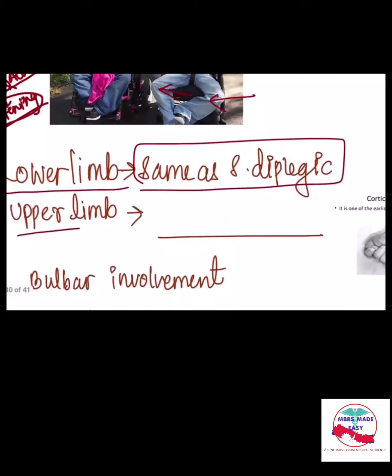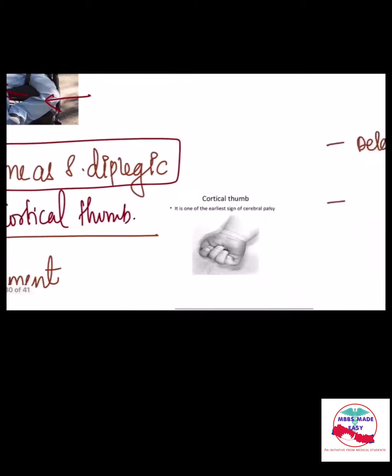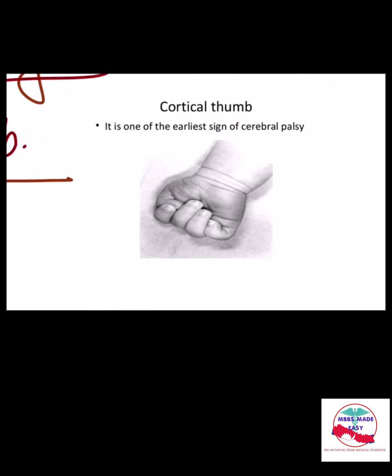Yes, there will be involvement of the upper limb also, and due to this the child will have a special type of deformity which is called cortical thumb. Cortical thumb means that when children are born, they have a thumb which is flexed and adducted, in the sense that it is closer to the plane of the hand. This flexion and adduction of the thumb is called cortical thumb.